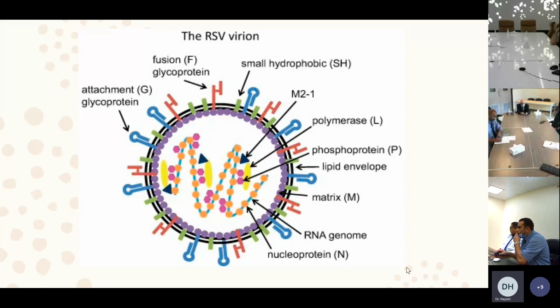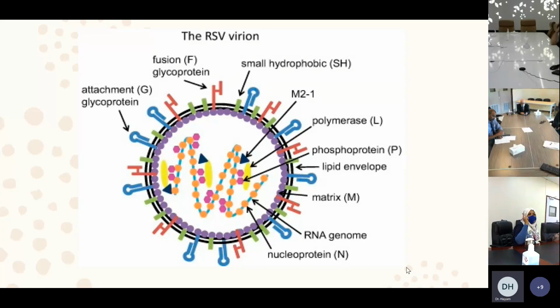Okay, so RSV here is attached by F fusion and G to the epithelial cell. Once it's attached to the membrane, it injects the RNA inside. Viral RNA then replicates itself using the cellular machinery. Viral RNA is packaged and newly synthesized RSV particles are released.